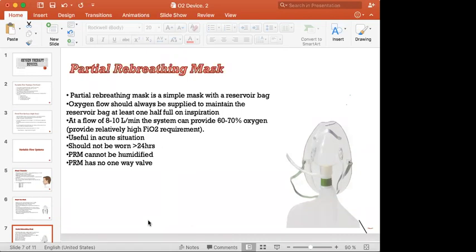This mask gives us 60 to 70% FiO2 with a flow of 8 to 10 liters per minute. So relatively, it's considered a high FiO2. It's useful in acute situations. Also, we don't need to add a humidifier for this mask.